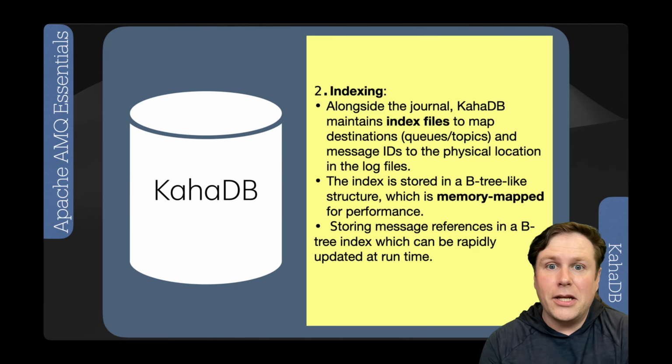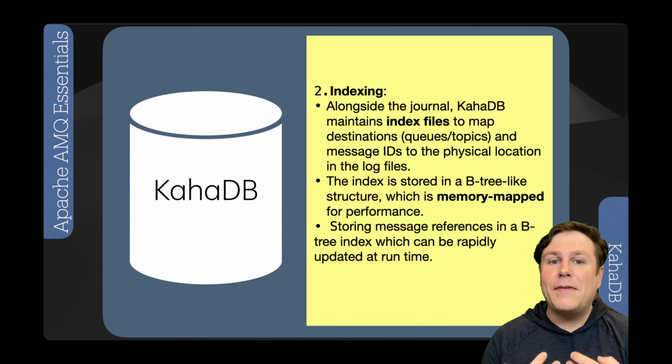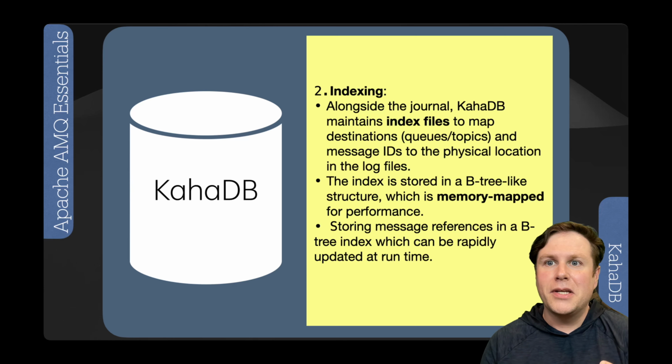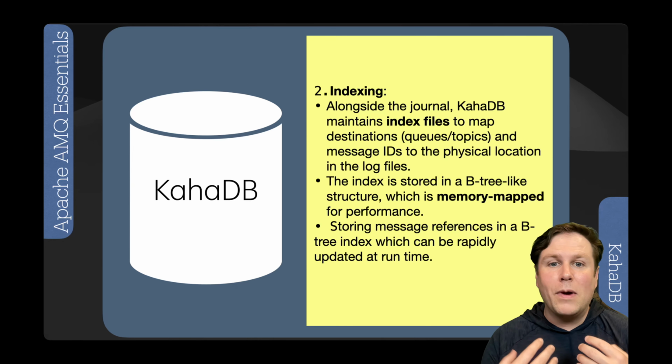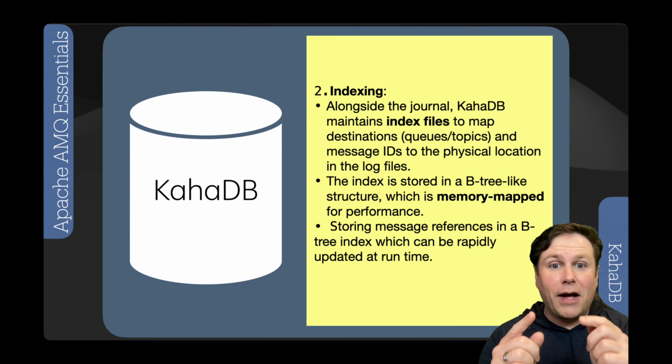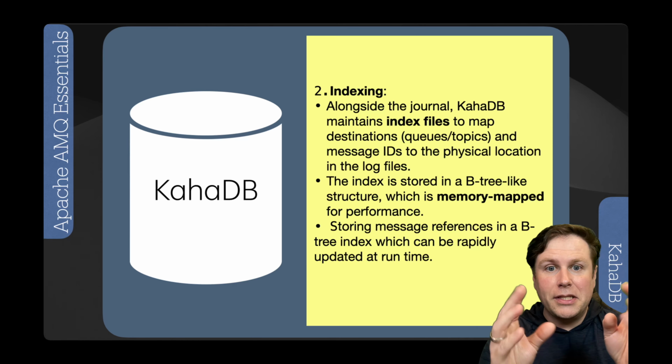The indexing, what we mean here is that alongside the fact we are journaled, KahaDB is maintaining an index file that maps destinations, so that's your queues and your topics, and the message ID to the physical location in the log file. So what that means is that each one of these files, you'll have like a message lands in, here's its data.